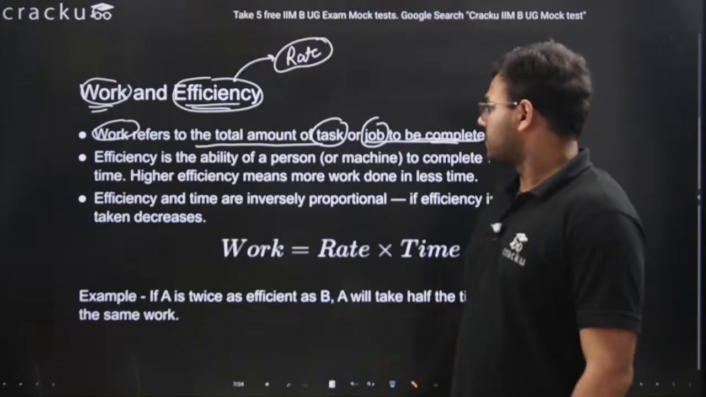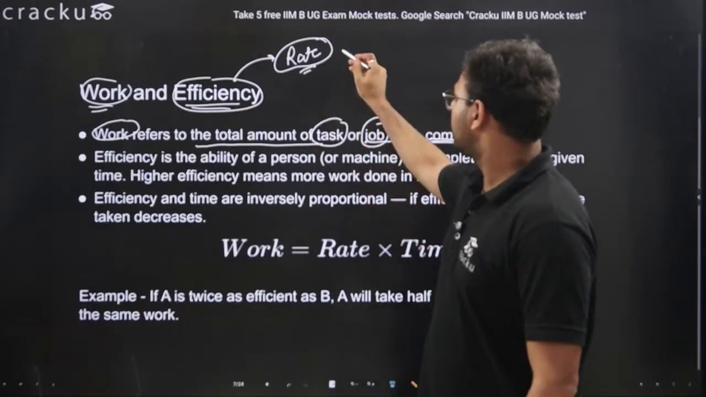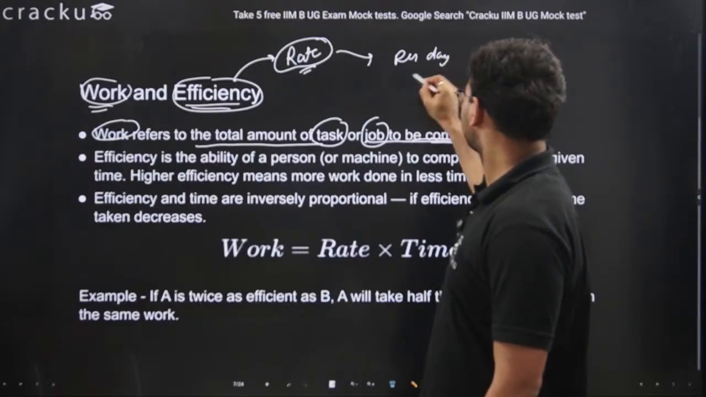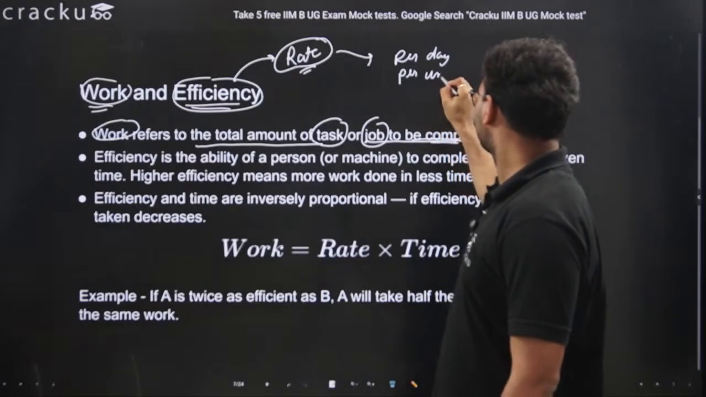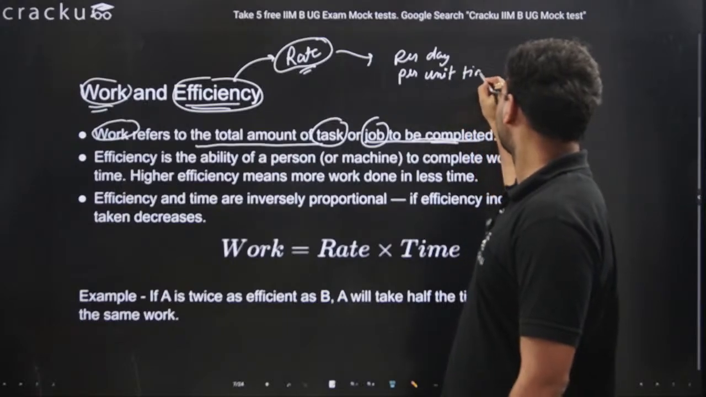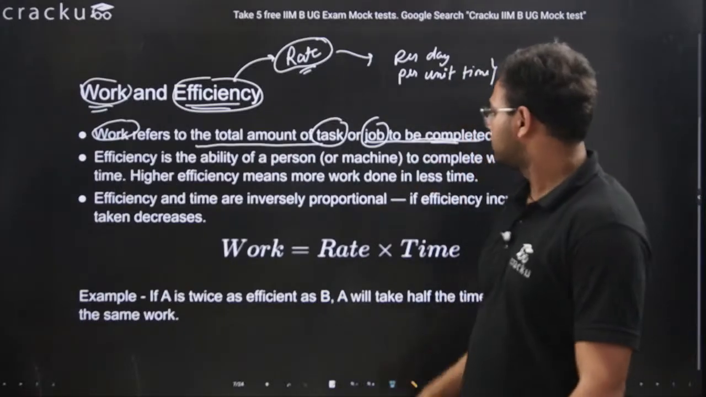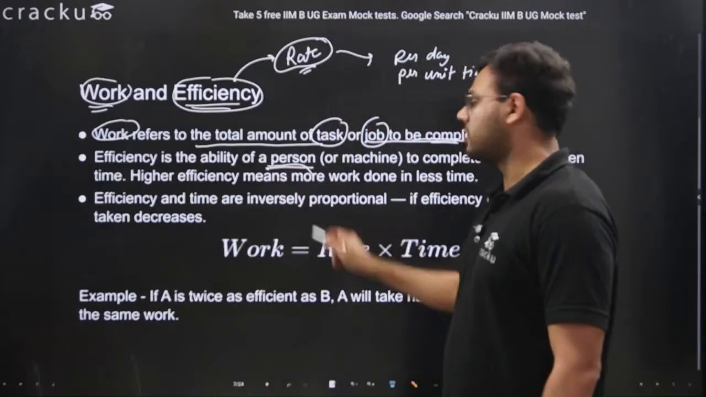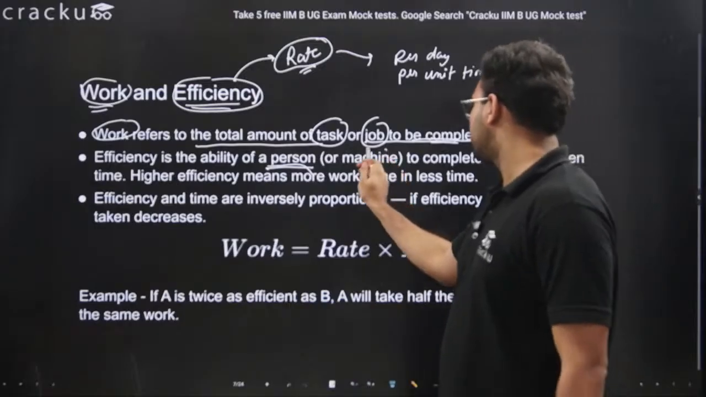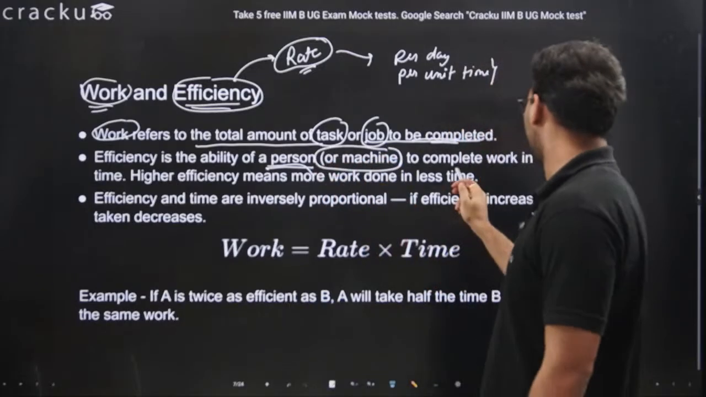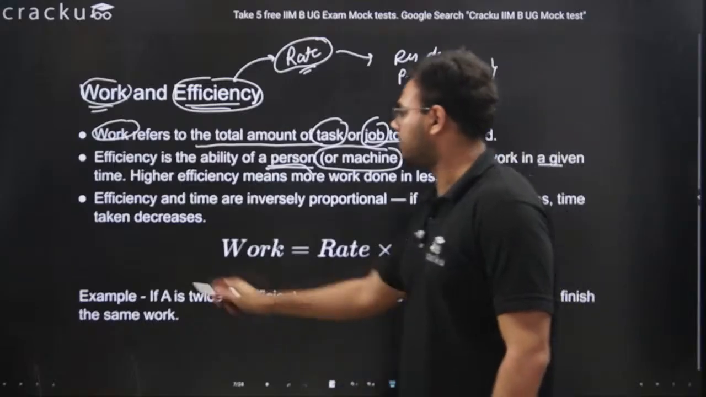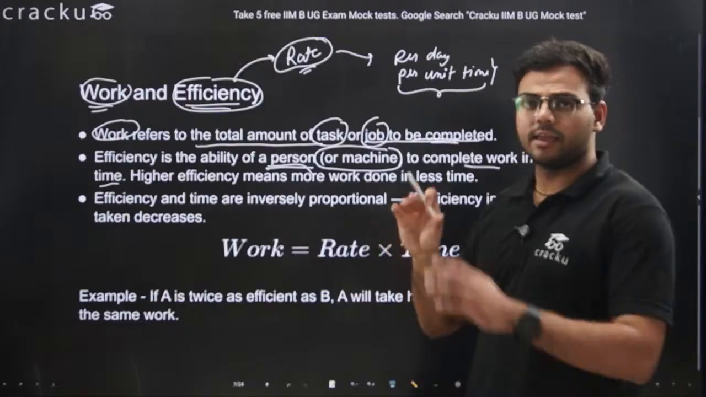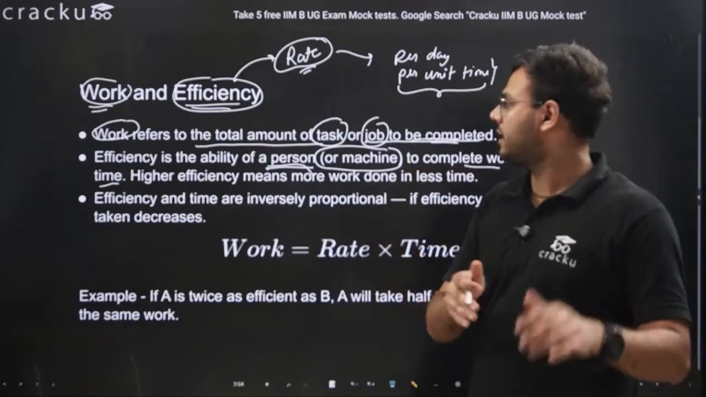Now what is efficiency? Efficiency, as I said, is a rate, basically per day or per hour, that is per unit time. Rate is always calculated per unit time. Similarly, efficiency is the ability of a person, or in the majority of cases a person or a machine, to complete work in a given time, that is in unit time. In a given time frame, how much work you are doing is basically your efficiency.